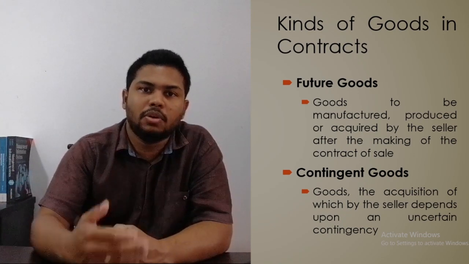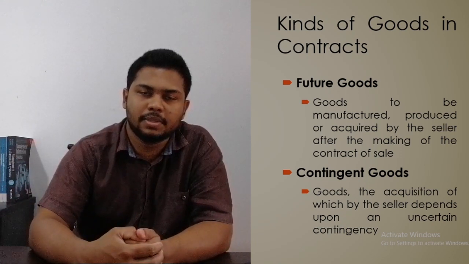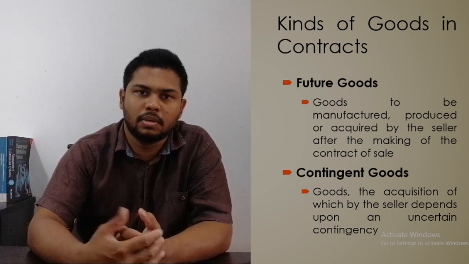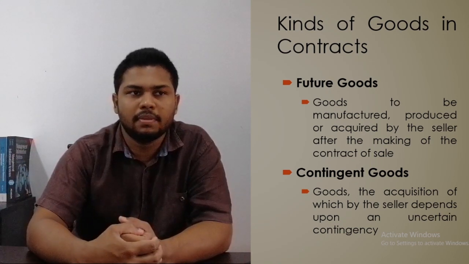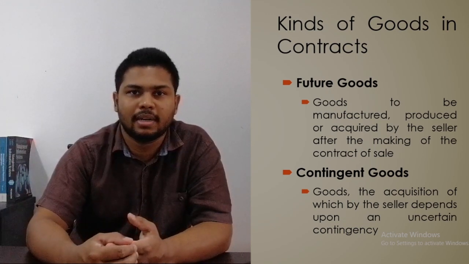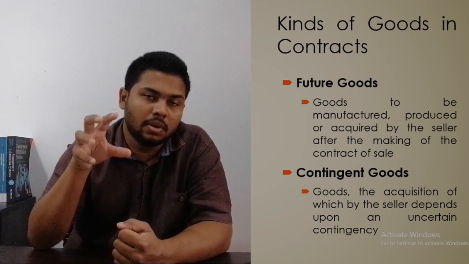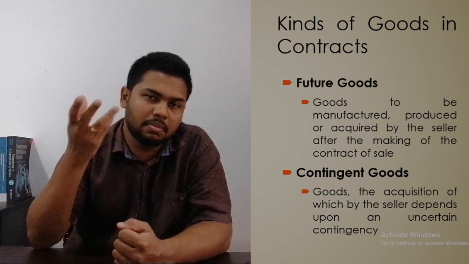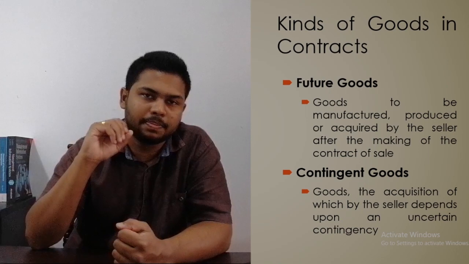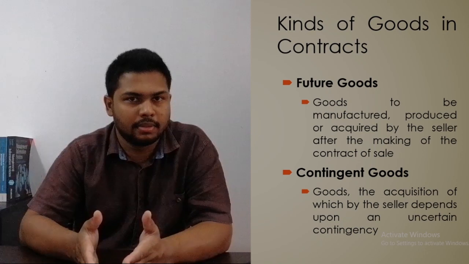For example, within 2 weeks, I will bring your furniture. You may have experienced this in some furniture shops: since we don't have the stock, we cannot tell you exactly what comes, because you cannot specifically show it to the customer. In that case, it comes under future goods, which are not yet manufactured.